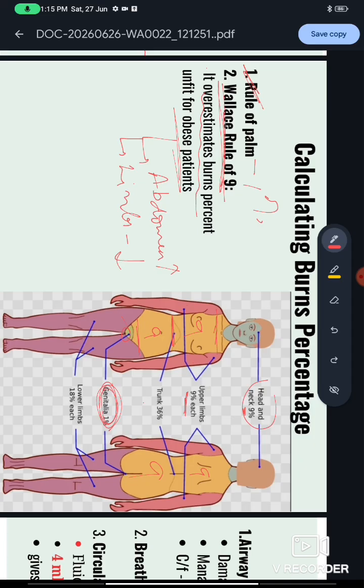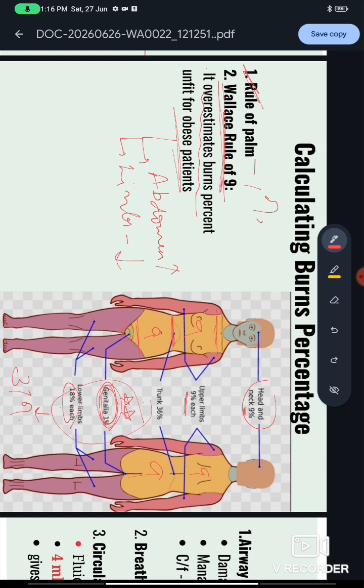Genitalia accounts for 1%. That is lower limbs, which is 18 per limb. Now this is very important because it was a PYQ that both the lower limbs and the genitalia of the patient was burned. So calculate the percent burns in this case. So the answer was 37%.